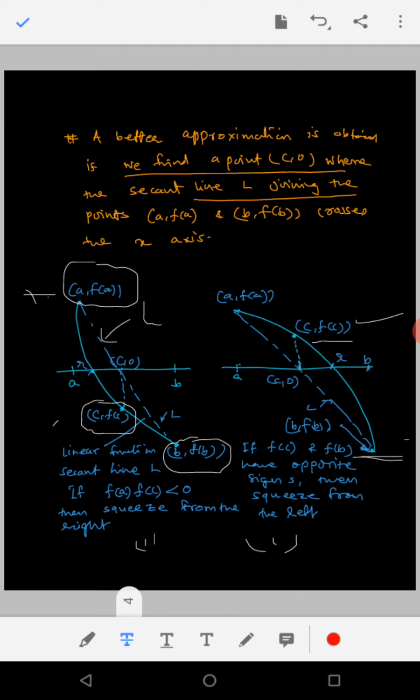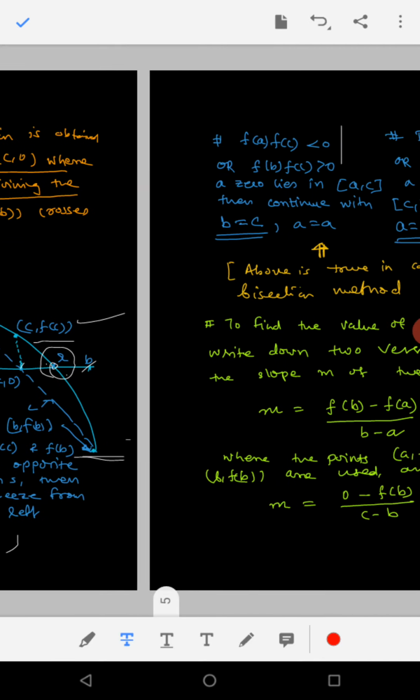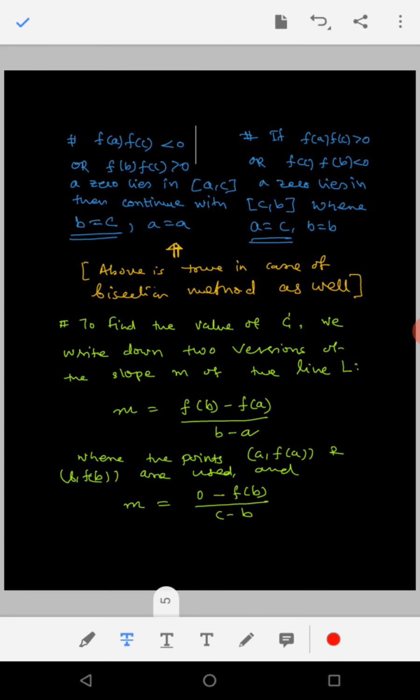We have to squeeze the interval from the right this way, and your interval becomes within your root. Basically, root lies within A and C. Whereas in the other case, you have to squeeze the interval from the left. That means your root lies in the interval C and B, interval here C and B.